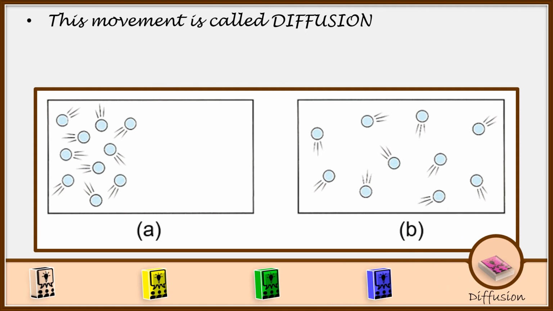This movement is called diffusion. When they are moving from one region and they go on spacing and moving, that one is what we call diffusion. They have diffused.